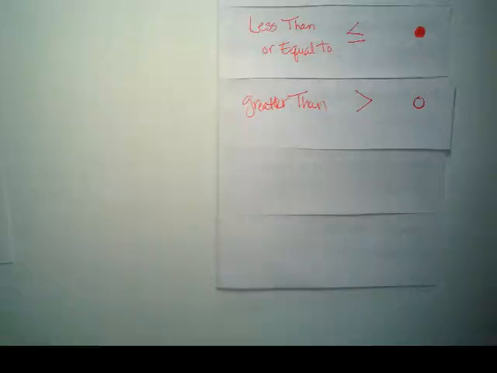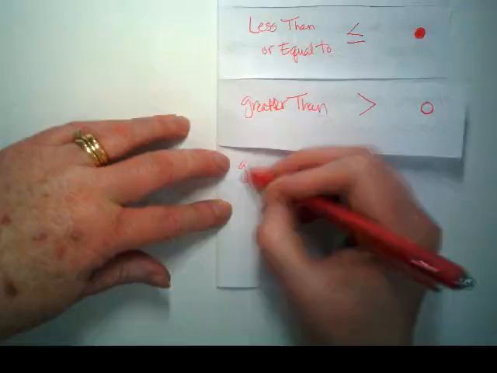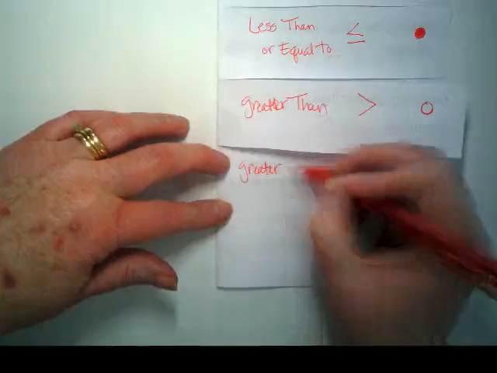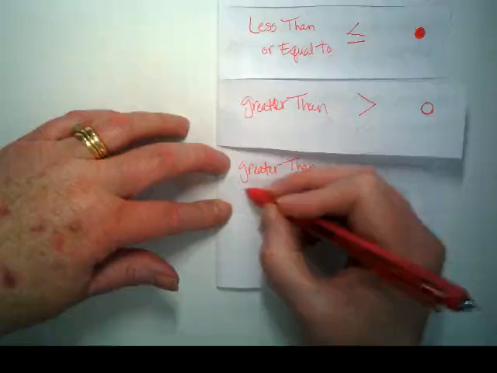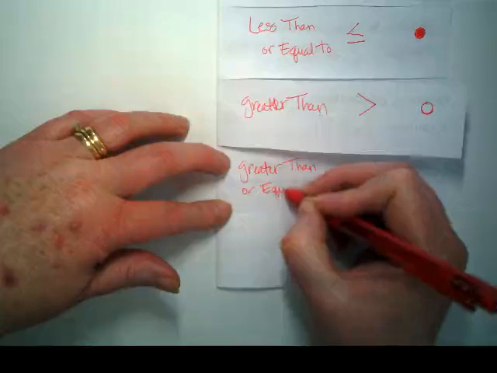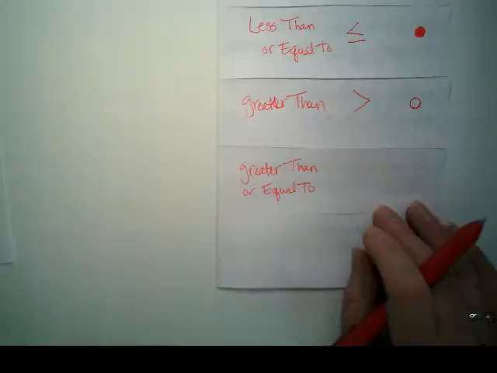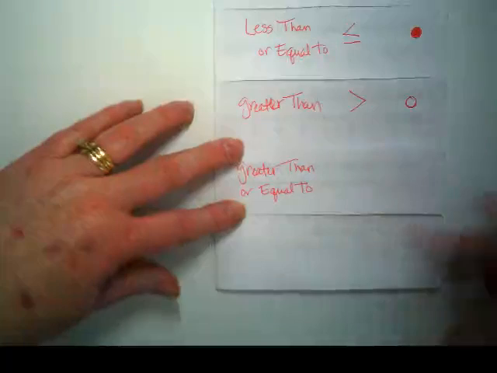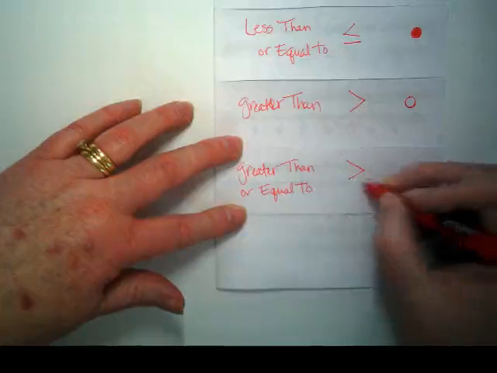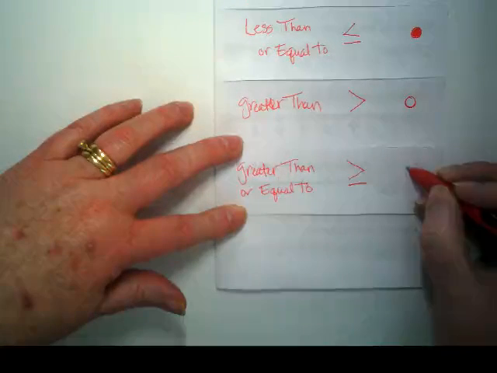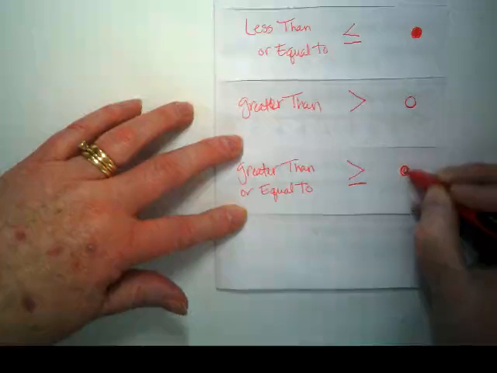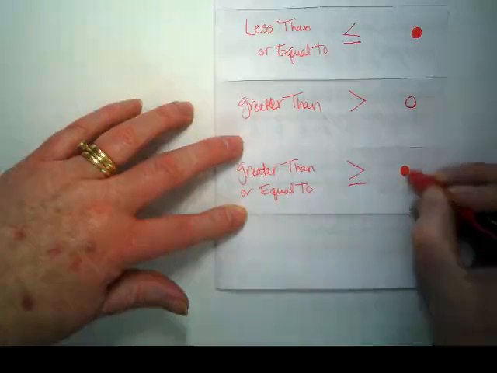Fourth flap, greater than or equal to. Greater than or equal to has more words. It also has the additional part of the symbol. And we use more ink on the number line because we fill in that circle.